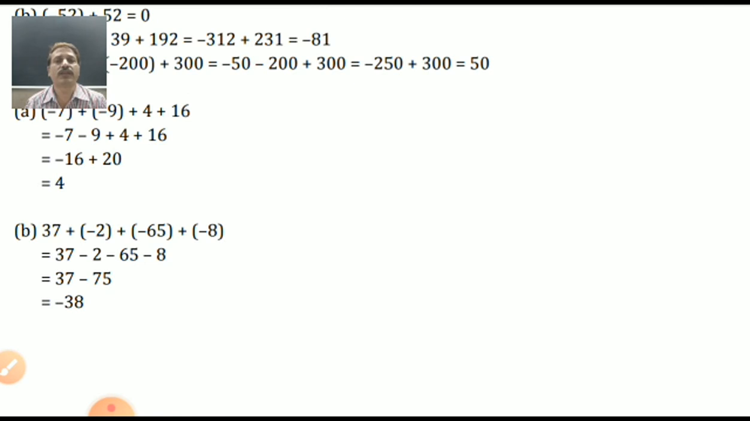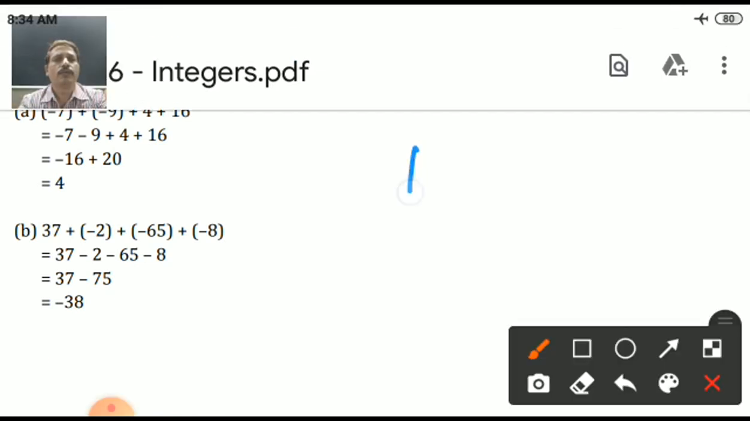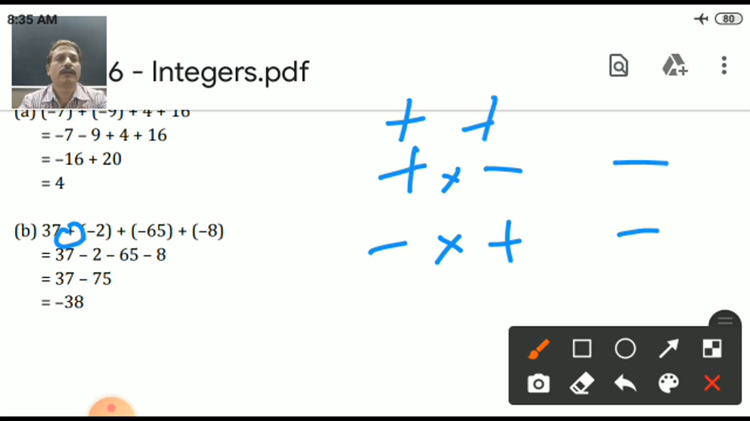See, four numbers are there. Don't worry about four numbers. Whenever you are having positive and negative with multiplication, these are multiplied, so the answer is negative. Negative multiplied by positive, the answer is negative. But when both are positive, the answer is positive. If both are negative, the answer is positive. Keep it in your mind.